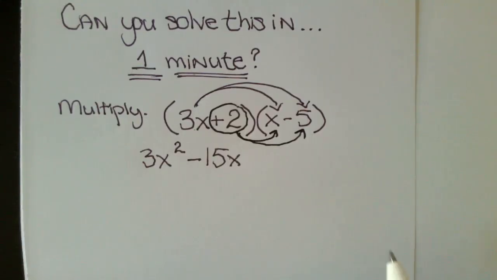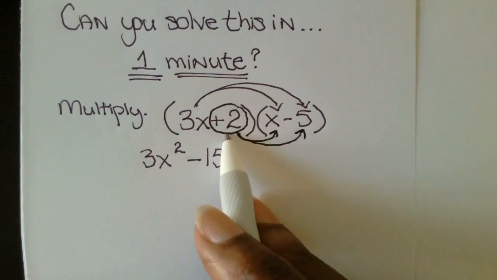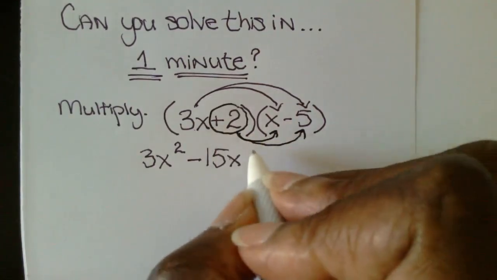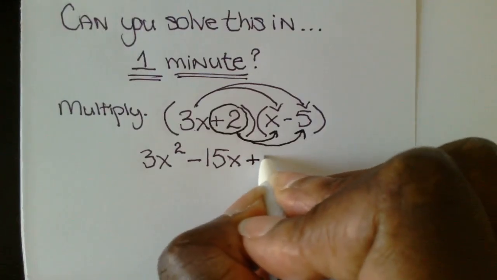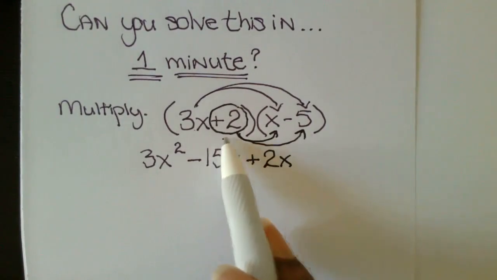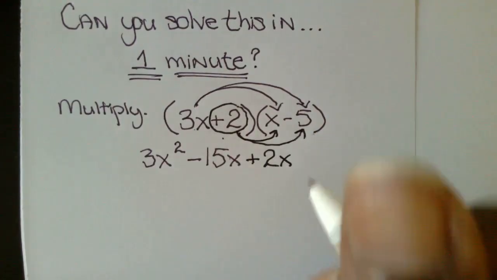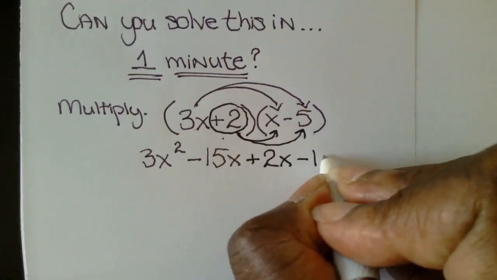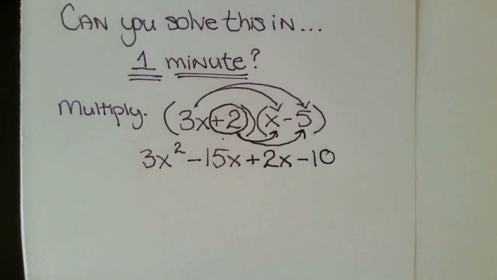Okay? Good. So 2 times x, that gives me a positive 2x. And then 2 times negative 5, that will give me a negative 10. Now, there you go, Supernova.